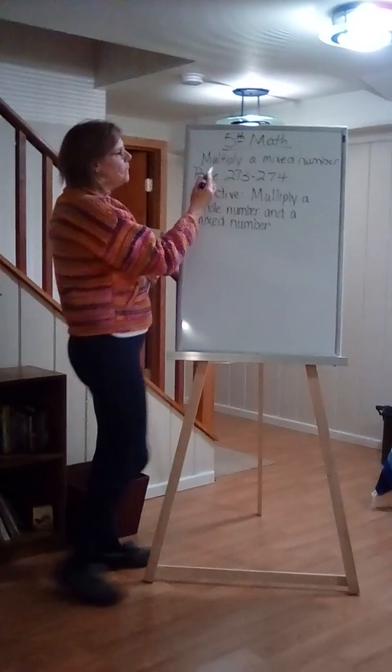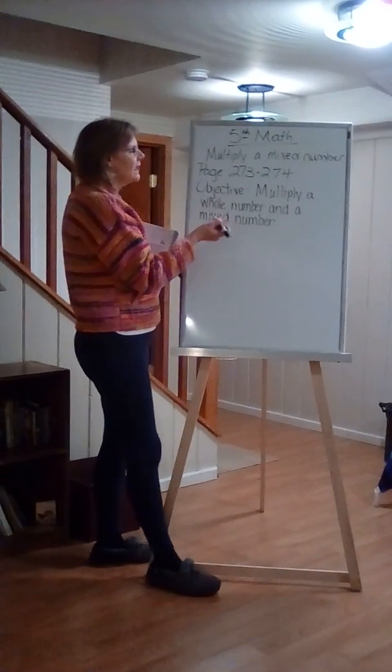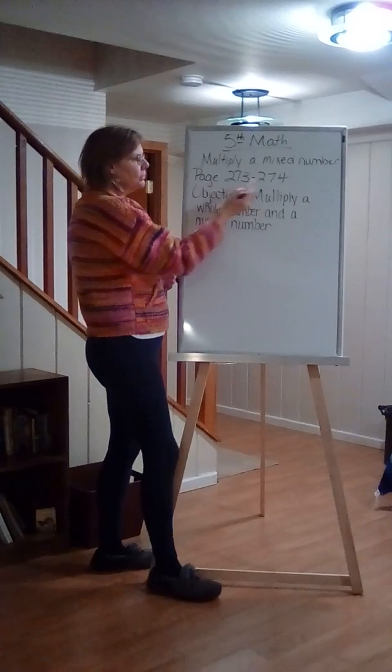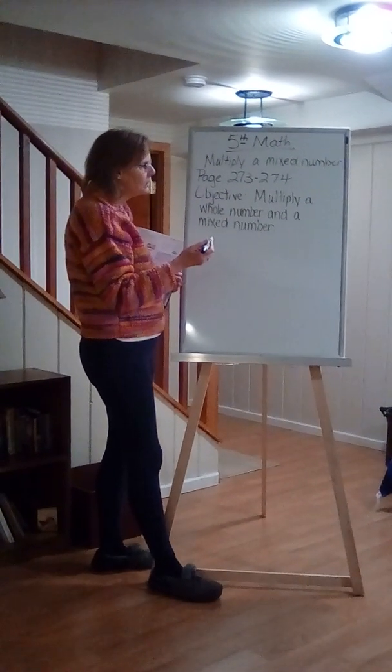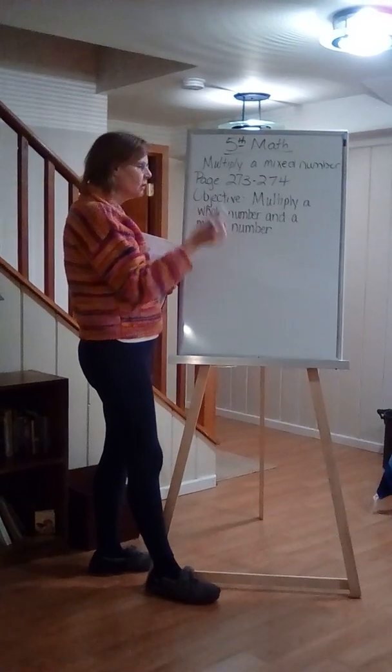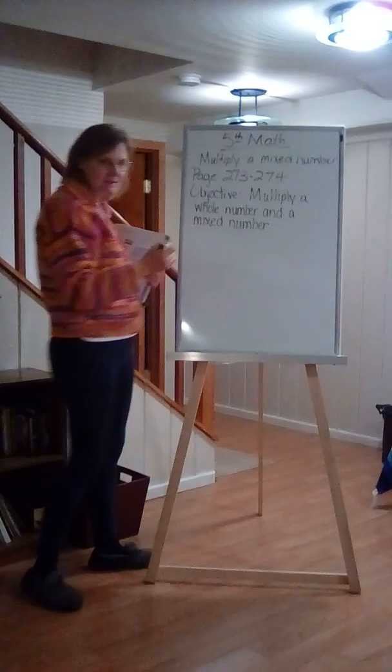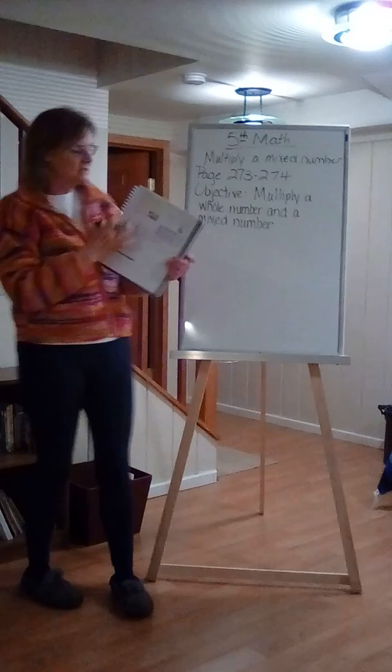Grade math. Multiply a mixed number is our lesson. We're on page 273, 274. I'm going to work through odds on page 273 with you. Our objective is to multiply a whole number and a mixed number. All right, there's a couple steps to this.